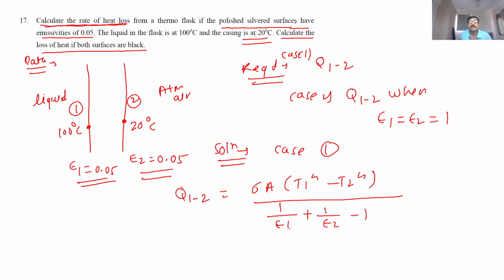So now, what is known and what is unknown, you find it out. I think everything is known that you can easily calculate. Okay, area is the only unknown. If area is not given in the problem, assume area is equal to 1 meter square, as it is not given. In radiation, you have to assume 1 meter square if area is not given, and instead of writing the unit of Q as watt, write it as watt per meter square. Okay, let's proceed.